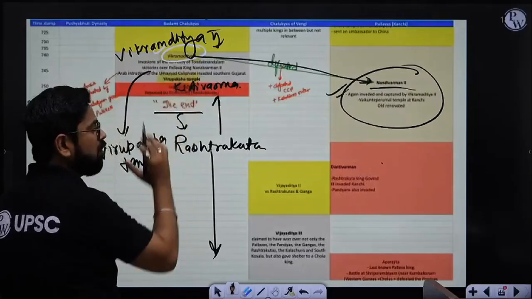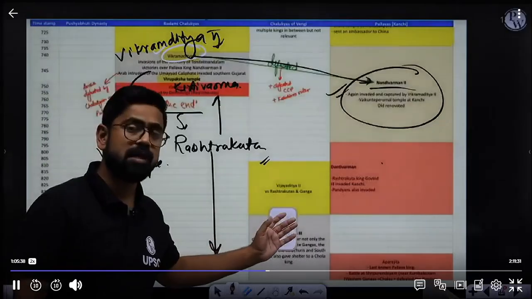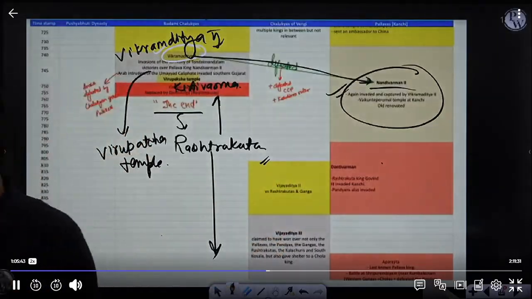But now, once they are gone, observe something. Once this empire has declined, you realize that now the Vengi Chalukyas, now they will emerge. They will come out as a separate branch, separate empire.